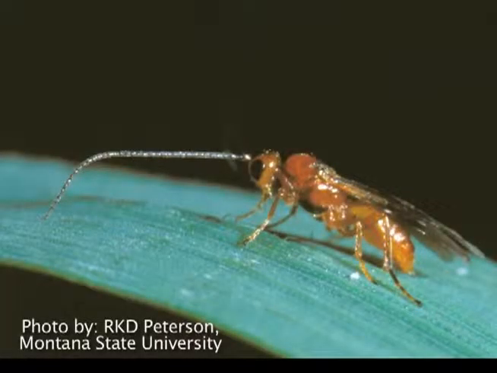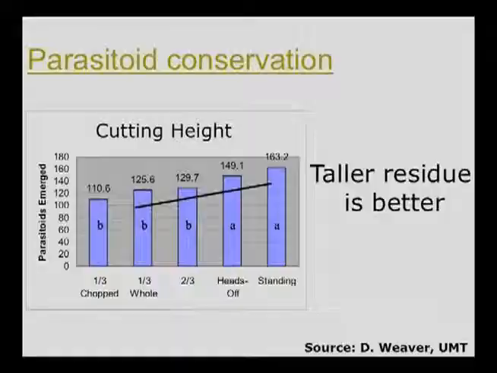If a producer decides to swath grain, use a high swathing height to conserve the parasitoids that attack wheat stem sawfly. Research from Montana State University has shown that taller residue, at least the lower 1/3 of the plant, is better for conserving the parasitoids.